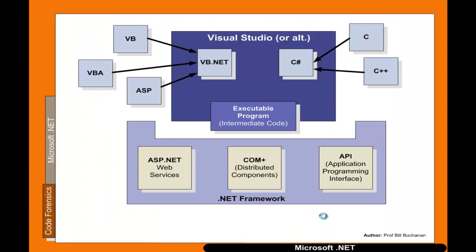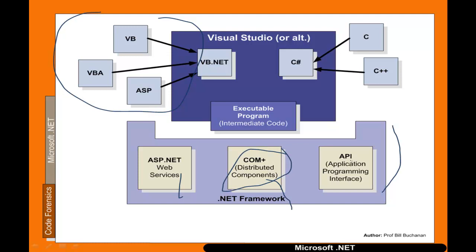So basically, the .NET framework integrates lots of things like web, COM+, which is for highly optimized, large-scale systems, such as database infrastructures, and we have our normal API-type interfaces that we can call within our side of code. That produces our executable program, an exe, which is intermediate code, using typically C# or VB.NET within a Visual Studio environment.